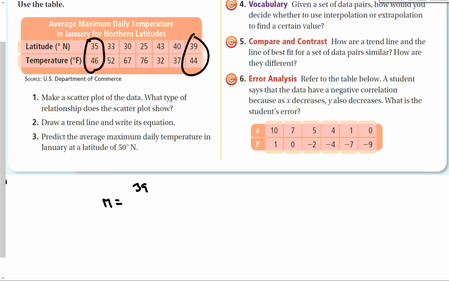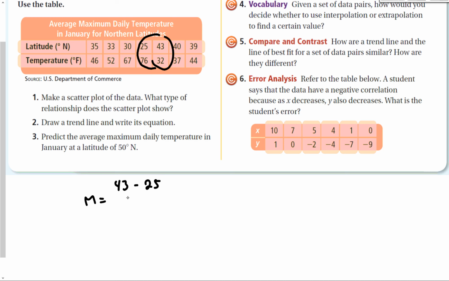So that's 39 minus 35 over the temperature difference. Ooh, those are bad points to pick. Does everybody see that I picked two points that really don't have a big difference here? The latitude was 35, this one was 39. Let's pick some that differ a little bit more. Let's pick these two right there. So the slope is going to be 43 minus 25 over 32 minus 76.